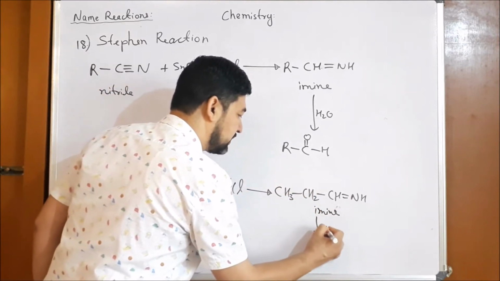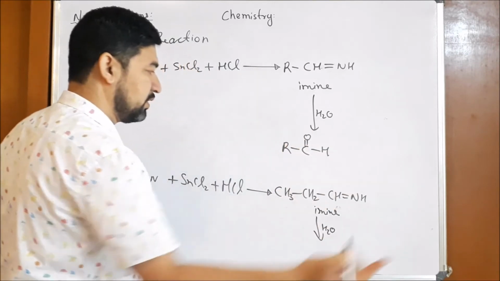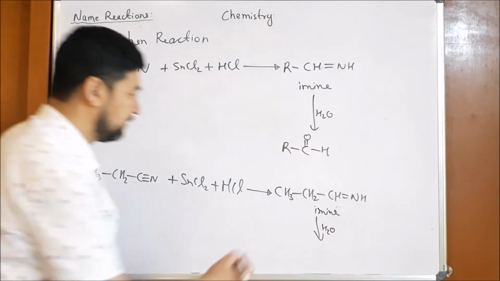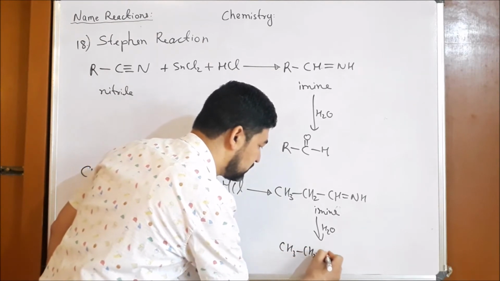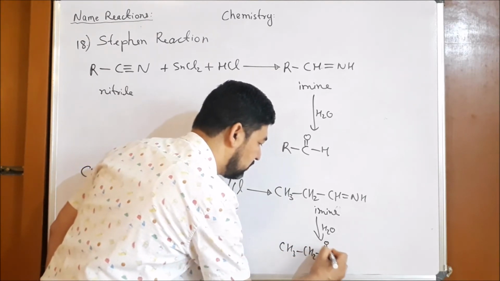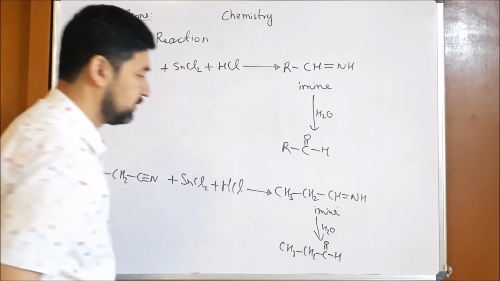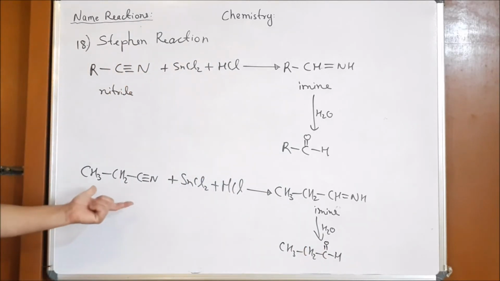When this is hydrolyzed, it forms the corresponding aldehyde. For example, here is CH3CH2CHO. So the corresponding aldehyde has been formed. This reaction is known as the Stephen reaction.